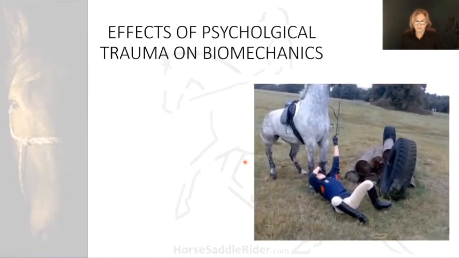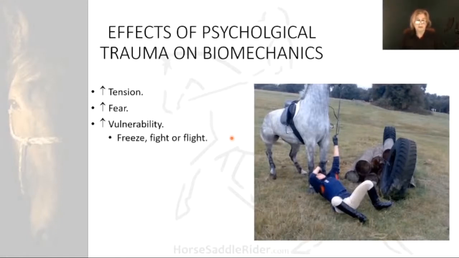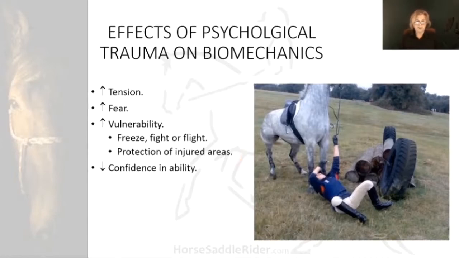And after we've done all the hard work perfecting our balance system and stability and just our general equitation and all that it encompasses, we can experience some trauma which will alter the acuity of that system. So trauma can result in increased tension, increased fear, increased vulnerability, which can trigger our primal survival systems and our tendency to want to protect injured areas. It can reduce our confidence in our ability and our concentration and lower our self-esteem. Something like falling off is a high risk for horse riders, and it can undo a lot of the hard work that we may have put into training.